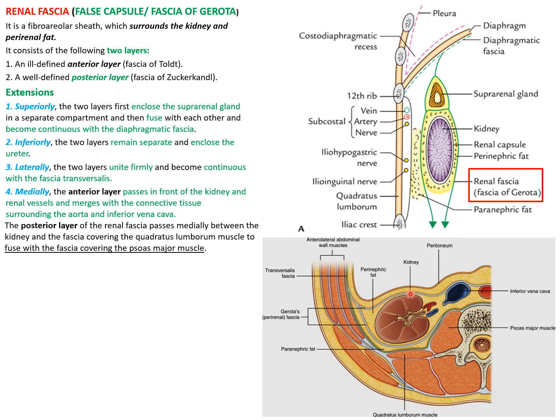Medially, the anterior layer passes in front of the kidney and the renal vessels, and then merges with the connective tissue surrounding the inferior vena cava and aorta. This is the quadratus lumborum muscle, fascia over the quadratus lumborum muscle, and this is the psoas major muscle and its fascia. The posterior layer of the renal fascia passes between the kidney and the fascia of the quadratus lumborum muscle and then combines with the fascia of the psoas major muscle. So this is the superior, inferior, medial and lateral extension of the renal fascia.